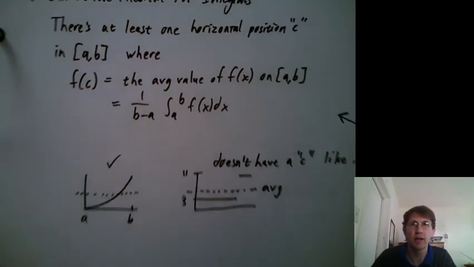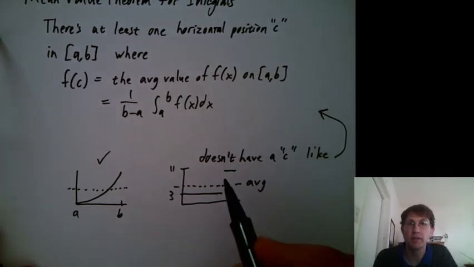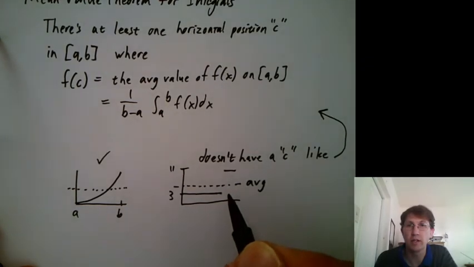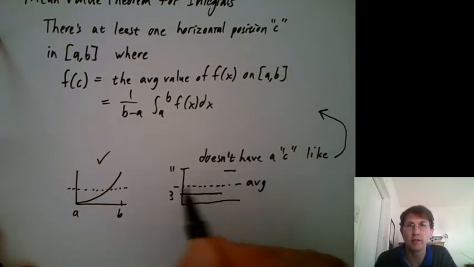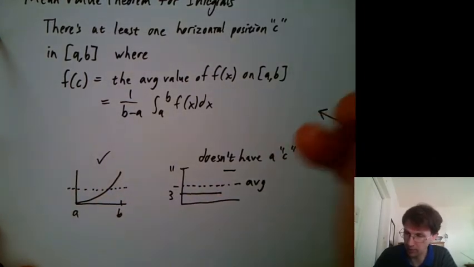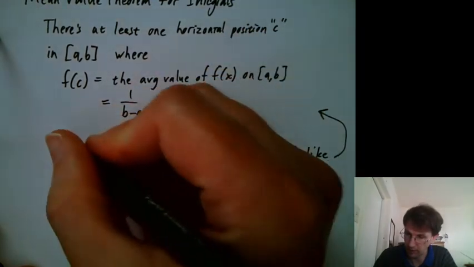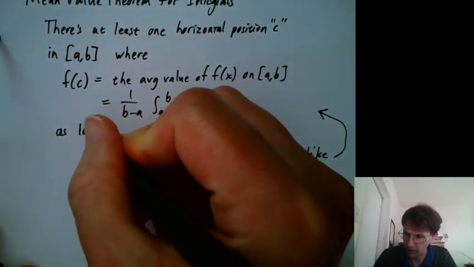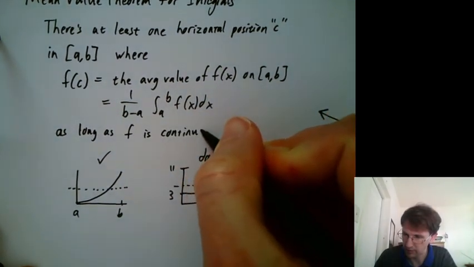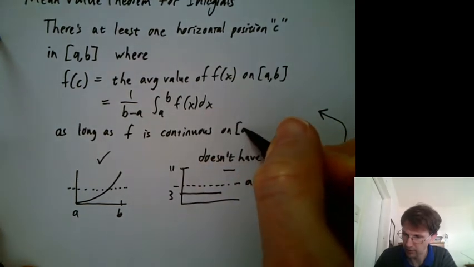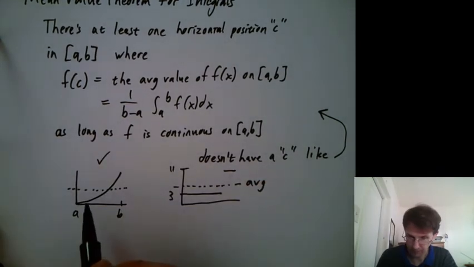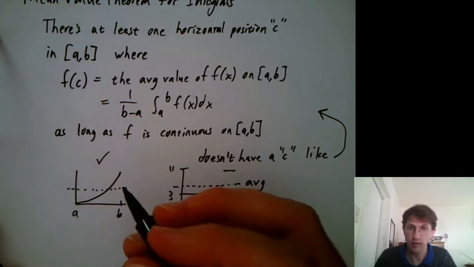So what can we say has to be true for the function? What's an example of what's true for this function but not for this function, that let this function get away without going through that value? Well, this one's continuous and that one's not, and that turns out to be the big deal. So we can say as long as f is continuous on A to B. So that's why we left that blank line there. So that's the mean value theorem.